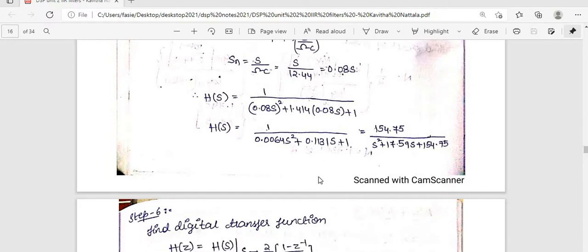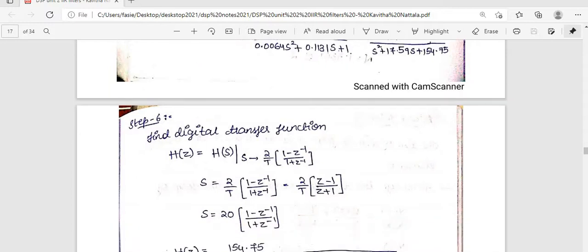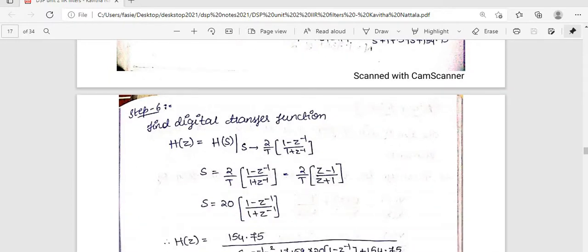So what is the bilinear transformation all about, students? How do we find it? s tends to 2 by T into (1 minus z power minus 1) by (1 plus z power minus 1). So wherever s is there, that could be replaced by this particular factor. 2 by T, what is T? 0.1. 2 by 0.1 is nothing but 20. So 20 into (1 minus z power minus 1) by (1 plus z power minus 1).